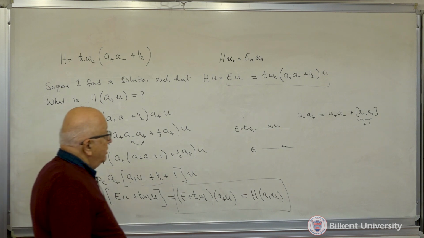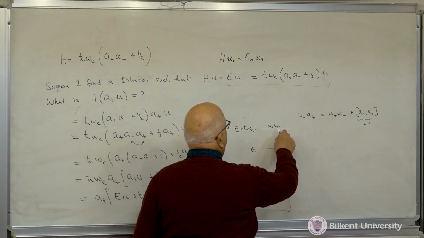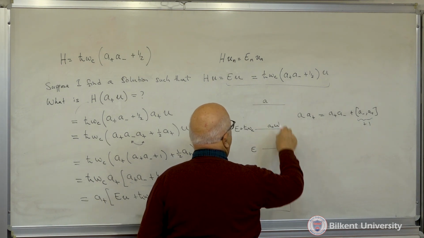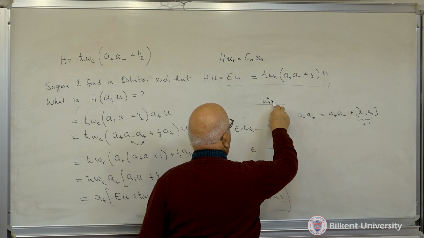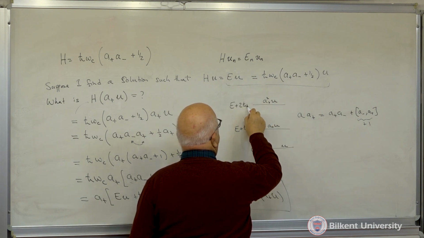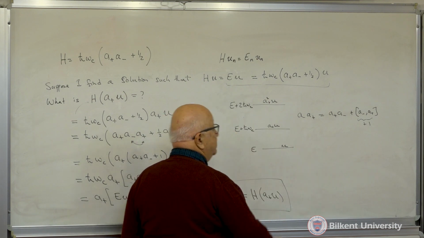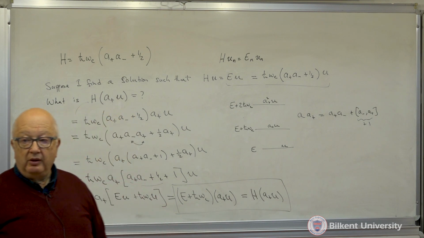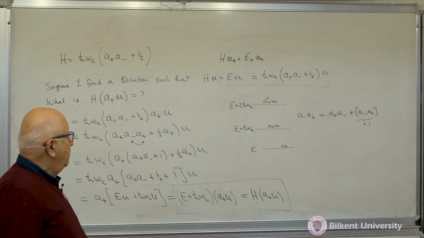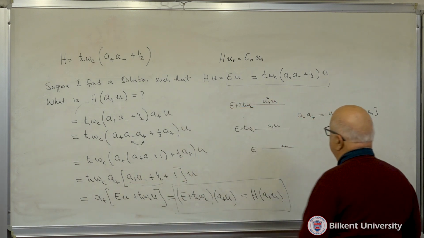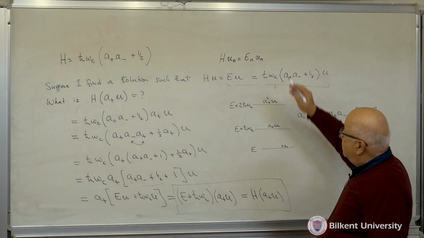But now I can do this again and again. So I can go up one more step. I can multiply the original U by A plus twice. Then I'm going to get E plus 2 h bar omega c. So I don't know what E is, but if I can find at least one E for which this equation is satisfied, then I can generate a whole bunch of E's like that.